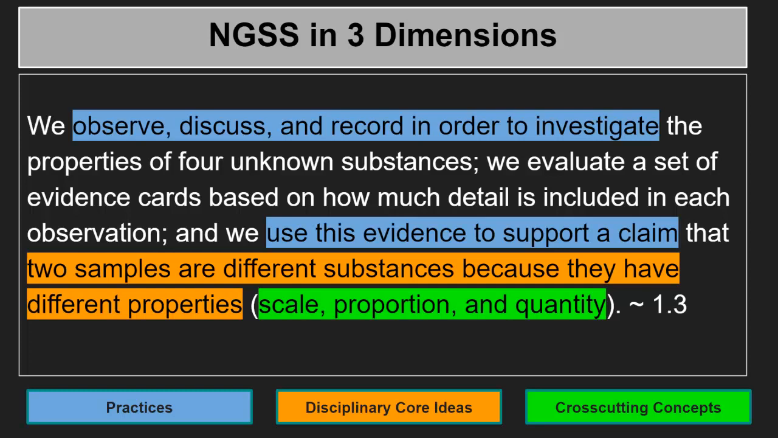The practices that scientists do are observe, discuss, and record in order to investigate and use the evidence to support a claim. The information we want to cover is the idea that 2 samples are different substances or different things because they have different properties. Properties describe substances. They are the traits of a substance, the qualities of a substance. And of course, scale, proportion, and quantity are always reminding us about the amounts of things and whether or not they're large or small and how we compare them to one another.